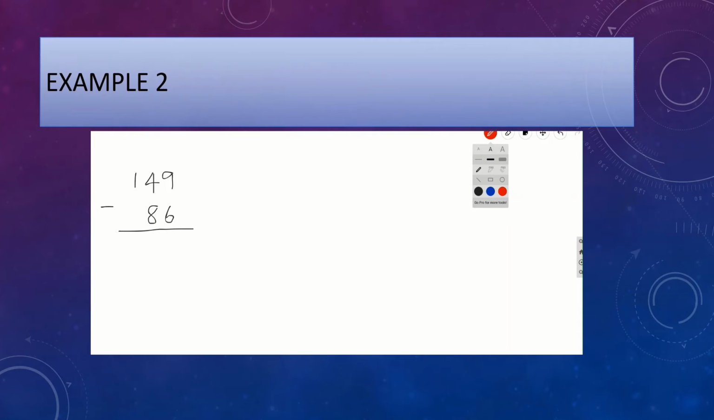Let's take a look at example 2. Here we have 149 minus 86. Let's make one or both numbers multiples of 100. Which number is closer to a nicer number? In this case, 86 seems the easy choice because it's easier to make this 86 a 100 than this 149 a 200. To make this 86 a 100, we need to add 14.